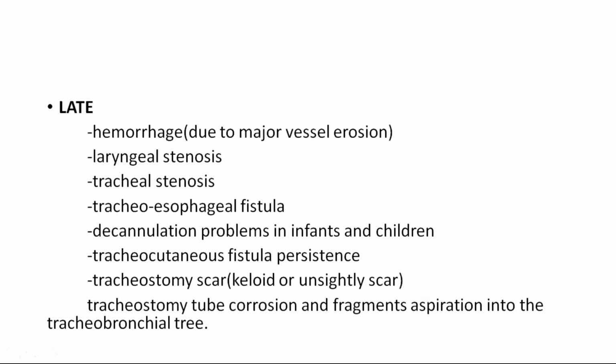Late complications are hemorrhage due to major vessel erosion, laryngeal stenosis, tracheal stenosis, tracheoesophageal fistula, decannulation problems in the case of infants and children, tracheocutaneous fistula persistence, and tracheostomy scar. In some, it can lead to a keloid or unsightly scar. Tracheostomy tube erosion and corrosion can occur, and fragments of the tracheostomy tube may get dislodged and lead to aspiration into the tracheobronchial tree.